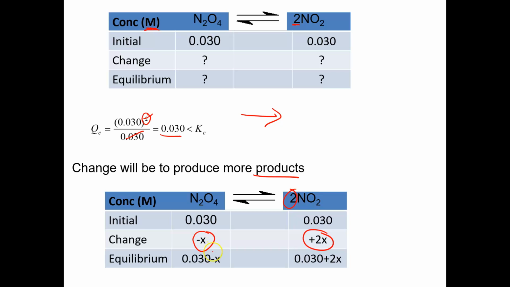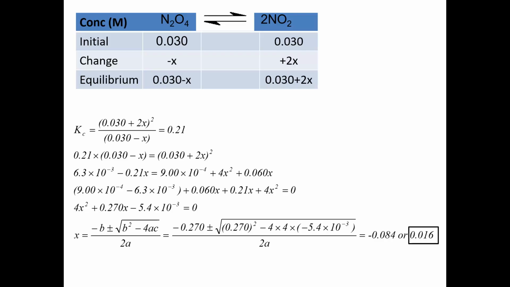So when the system comes to equilibrium, the concentration of N2O4 will be 0.03 minus x, and the concentration of NO2 will be 0.03 plus 2x. We can note at this point that x must be less than or equal to 0.03. If x is any bigger than 0.03, the concentration of N2O4 would become negative, and that's not possible. So we proceed similarly as we did before.